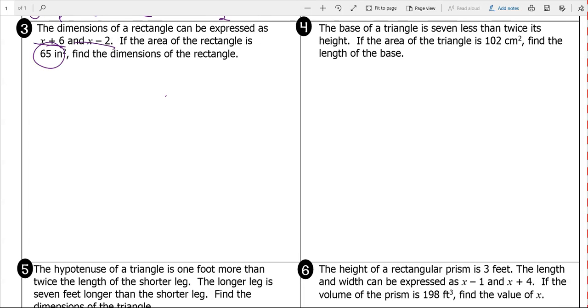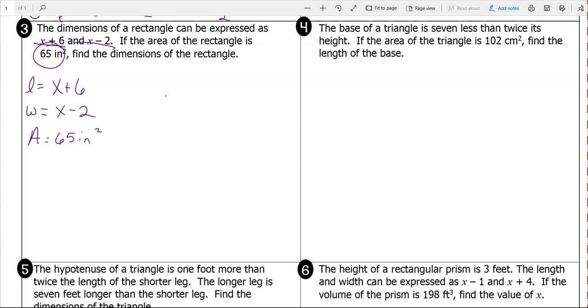So it doesn't matter which one's length and which one's width. I'm just going to go ahead and set length as x plus 6 and width is x minus 2. And the reason it doesn't matter is that in this case they did not specify which dimension was which. And remember, multiplication is commutative. That means 6 times 3 and 3 times 6 are the same answer. So for this purpose, it doesn't matter which of these two we use as our length and which we use as our width. And in this case, area is 65 inches squared.